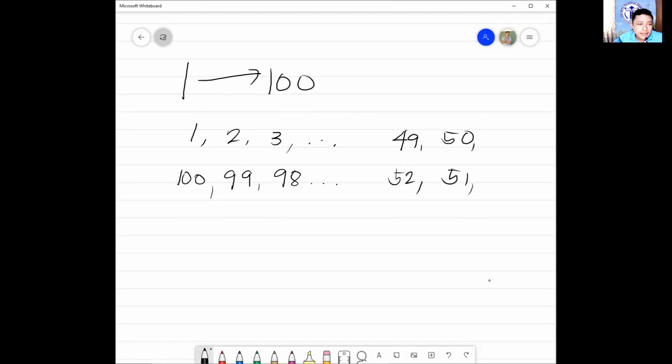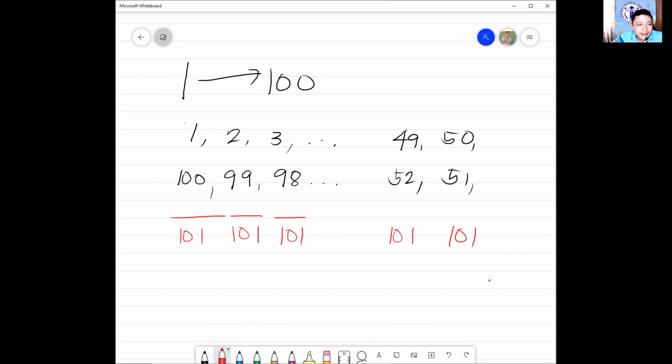And then, napansin ko po, there's a pattern, teacher. Look at the pattern po, teacher. 100 plus 1, that's 101. 99 plus 2, that's 101. 98 plus 3, that's also 101. 49 plus 52, that's also 101. And 50 plus 51, that's also 101 po, teacher.